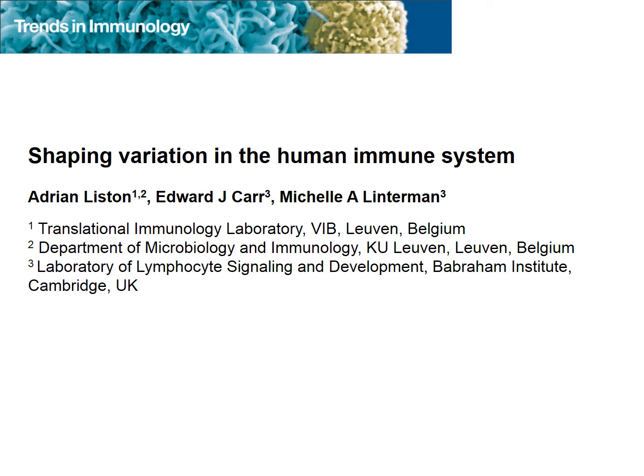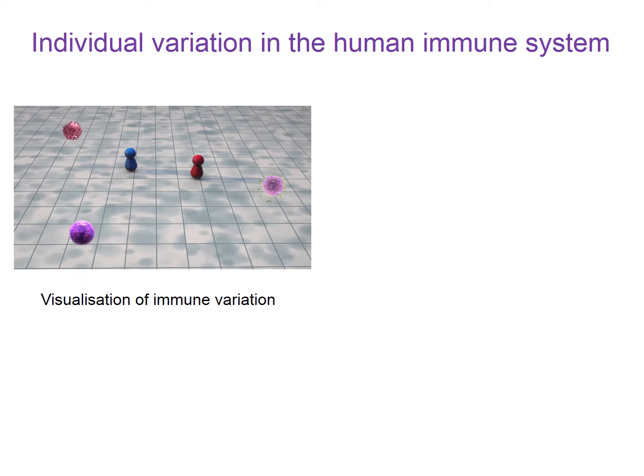In Trends in Immunology, we present a review on shaping variation in the human immune system. This is Adrian Liston on behalf of the authors. There is enormous variation that is present in the human immune system.